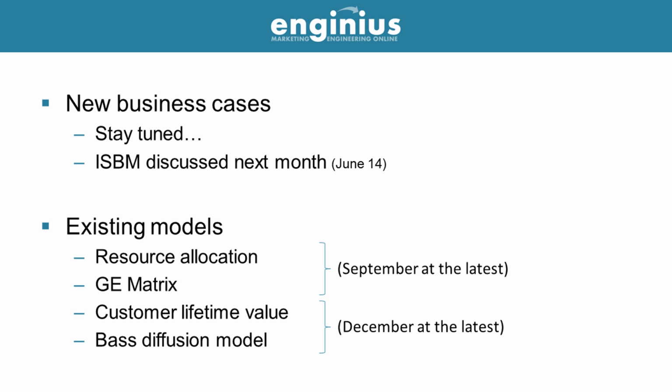And then we are going to introduce existing models in the MEXL package, such as resource allocation, the G matrix. They will be introduced on September 1st at the latest, but actually they will surely be introduced much earlier than that. And then customer lifetime value and the Bayes diffusion model, which will be introduced in Enginius by December at the latest, but again, probably much earlier than that.